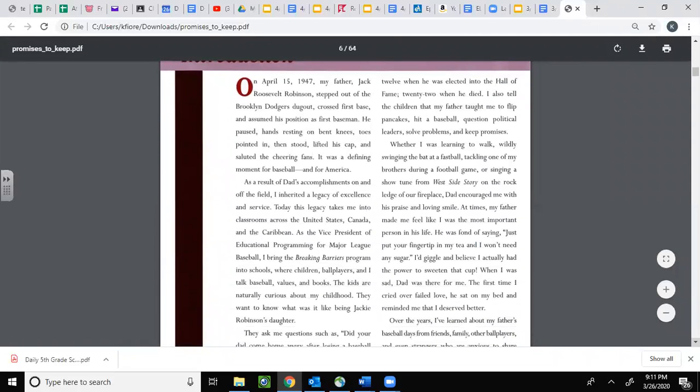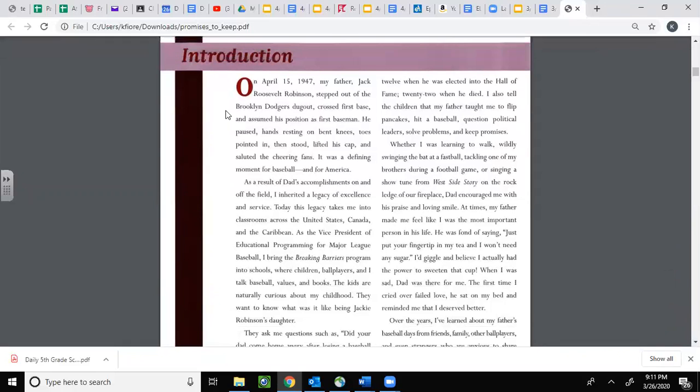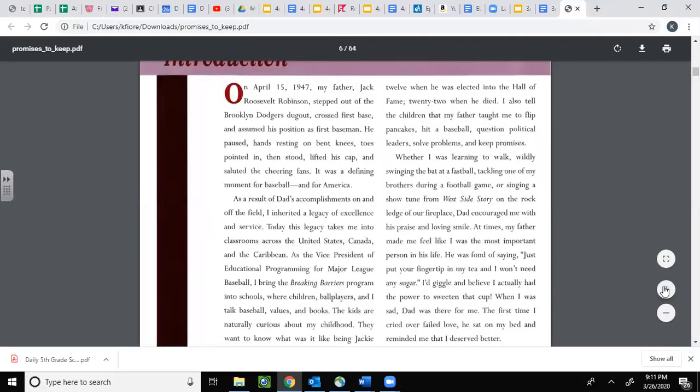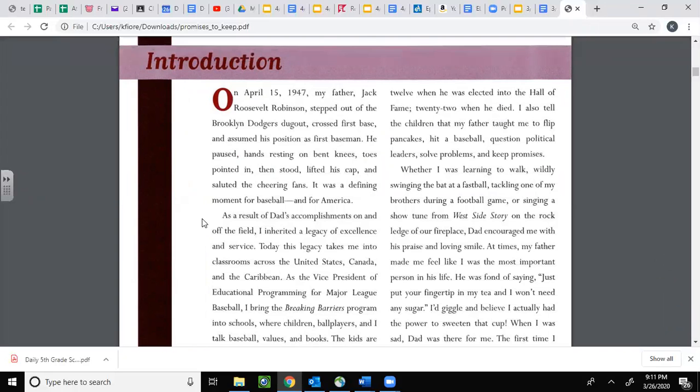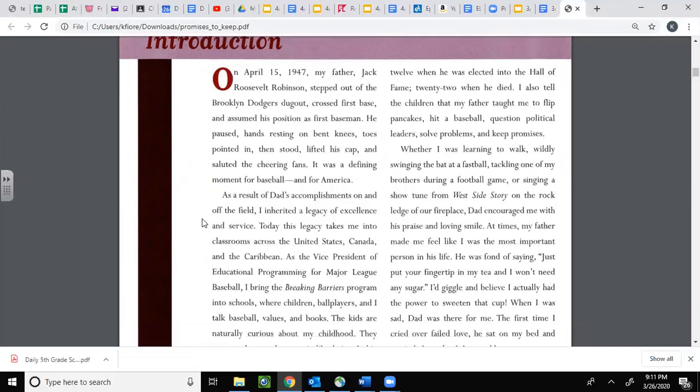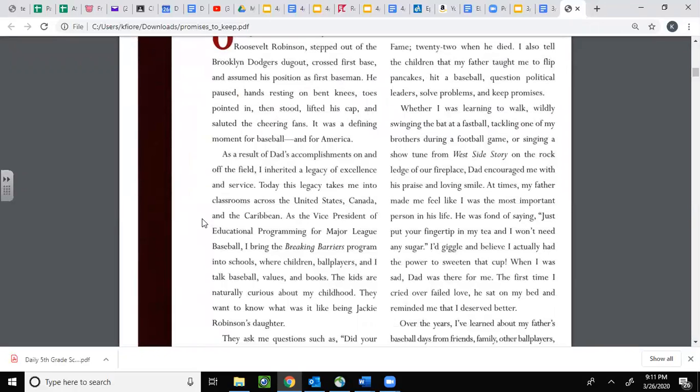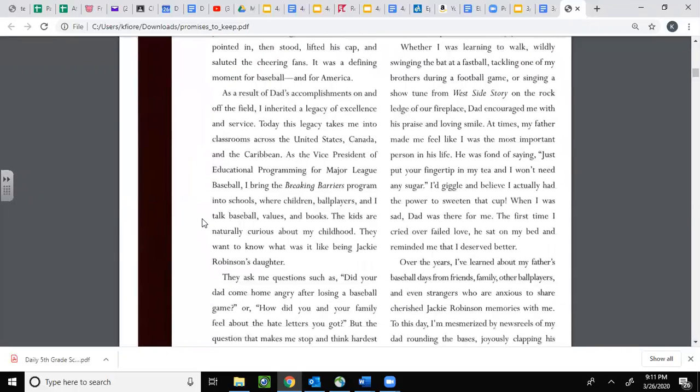On April 15th, 1947, my father, Jack Roosevelt Robinson, stepped out of the Brooklyn Dodgers dugout, crossed first base, and assumed his position as first baseman. He paused, hands resting on bent knees, toes pointing in, then stood, lifted his cap, and saluted the cheering fans. It was a defining moment for baseball and for America. As a result of Dad's accomplishments on and off the field, I inherited a legacy of excellence and service. Today, this legacy takes me into classrooms across the United States, Canada, and the Caribbean.